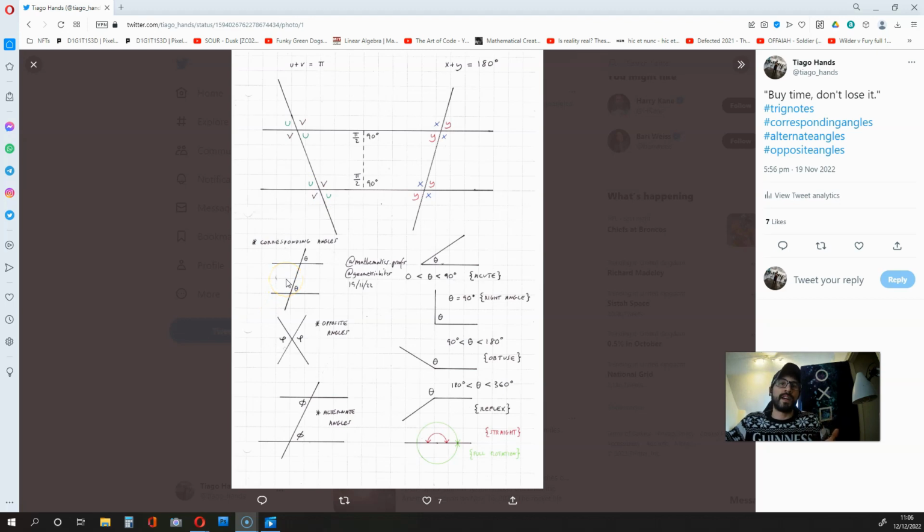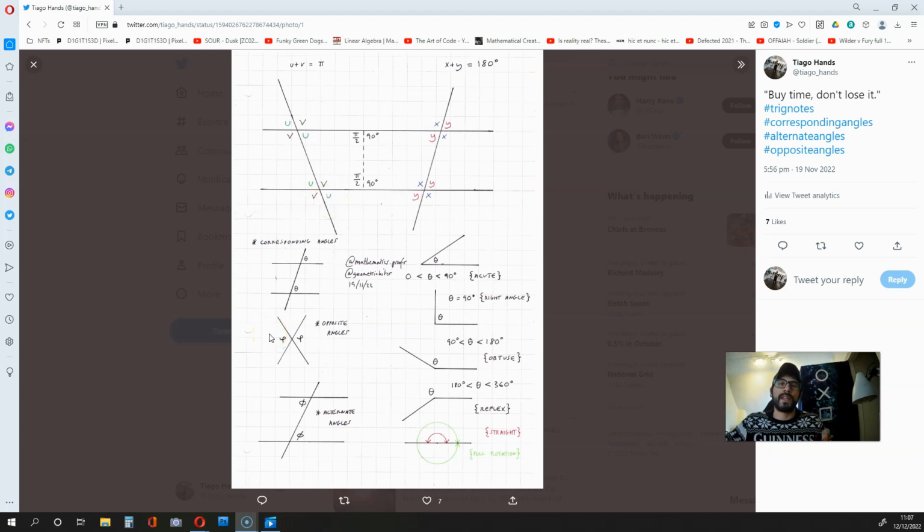Now where do we find opposite angles? Well, we can look at the v over here. Opposite to it we have another v. So these angles over here are going to be called opposite angles. The same down here for the two v's and the two u's.